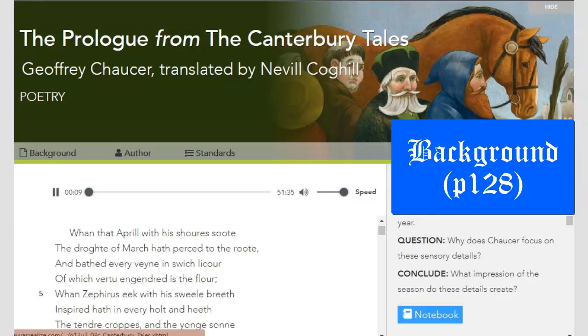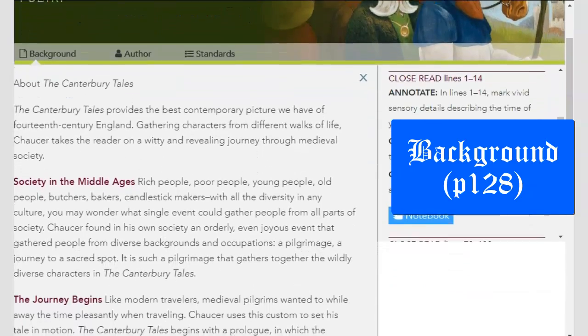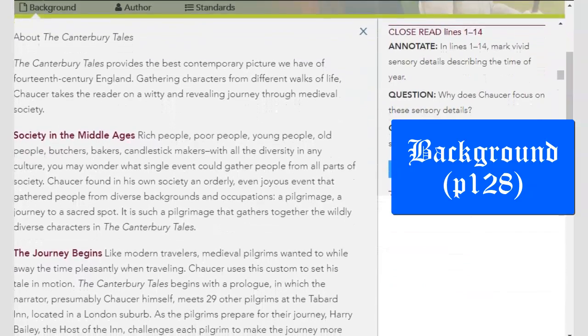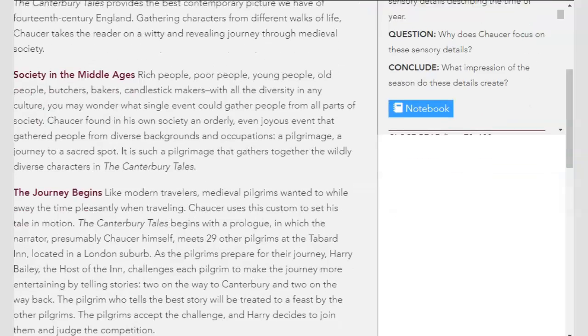Background. The Canterbury Tales provides the best contemporary picture we have of 14th century England. Gathering characters from different walks of life, Chaucer takes the reader on a witty and revealing journey through medieval society.